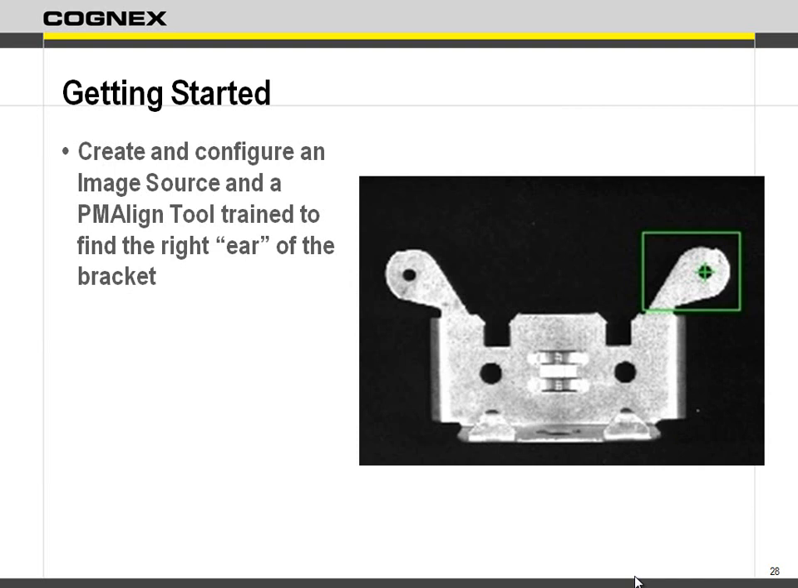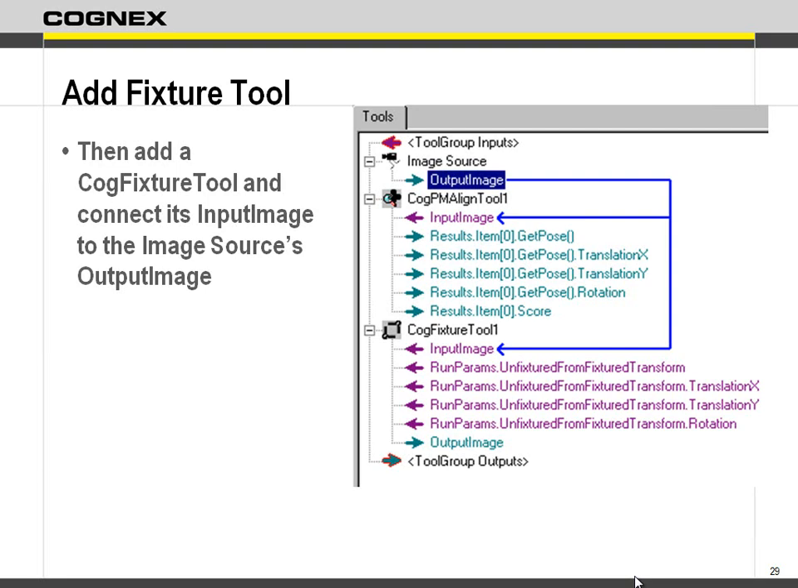So the first thing we have to do is find something unique on the part. What they've done is they found this right ear. They trained it and they said, okay, I'm going to look for this ear. Then what they do is they're going to attach the output image to the PatMax tool, because we're taking what's acquired from the camera, and also the output image to the fixturing tool. Okay, we need to make sure we're using the same input image on both the PatMax tool and the fixturing tool, since we are basically combining them with each other. If we don't do that, we're comparing apples and oranges and things could go bad.